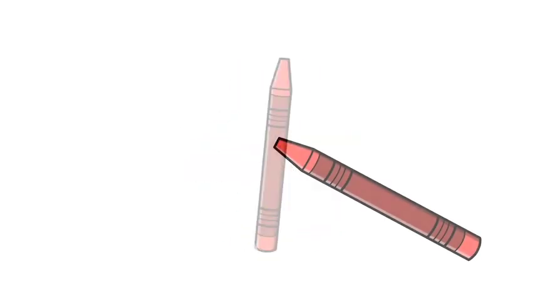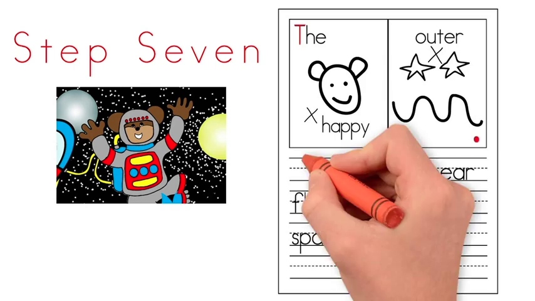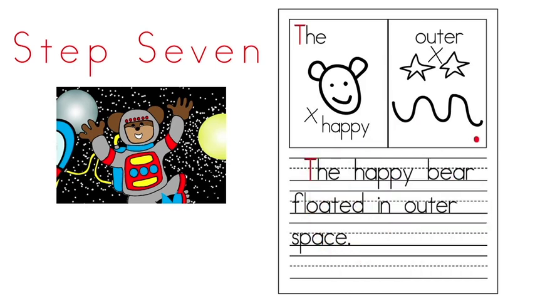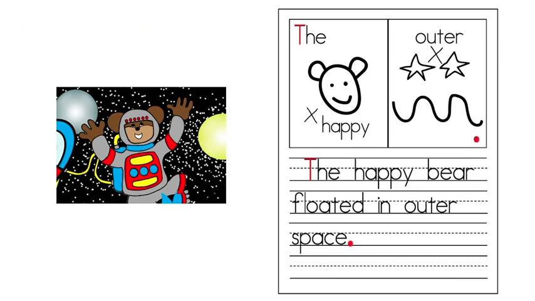Step 7. It's editing time. Grab your red crayon. Go back and trace the first letter in the sentence to check that you started it with a capital. Go to the end and mark the period to check that you have a stop. Great job! You have a capital and stop in your sentence. You are ready to point and read your sentence.